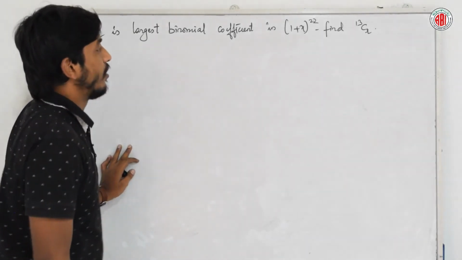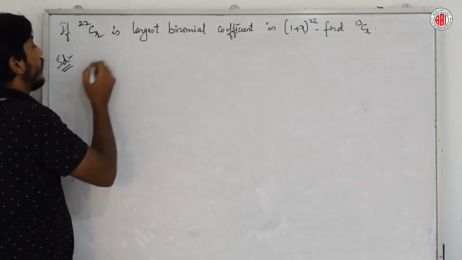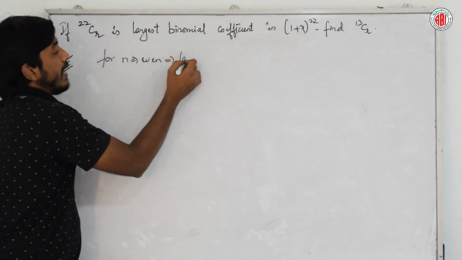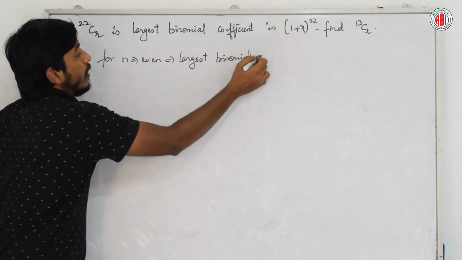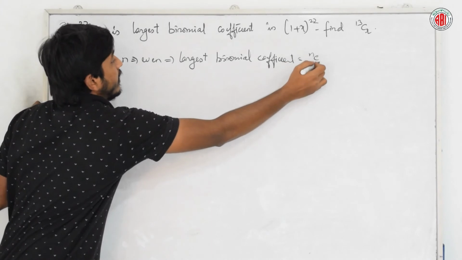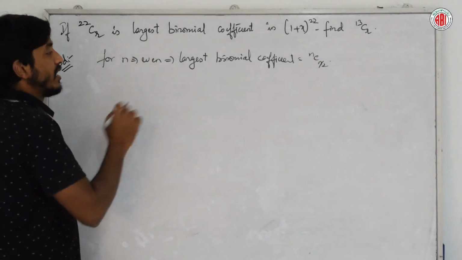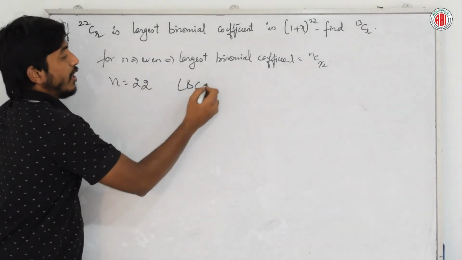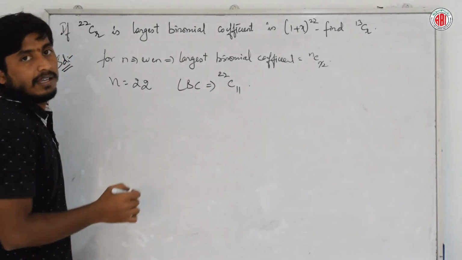So this will be like not only middle, it can be the last number also, but it is based on the number of terms. Okay. For n even, the largest binomial coefficient is nC n by 2. Is it okay? So for the same question, what is n? 22. So what is the largest binomial coefficient here? 22C11. Is it right?